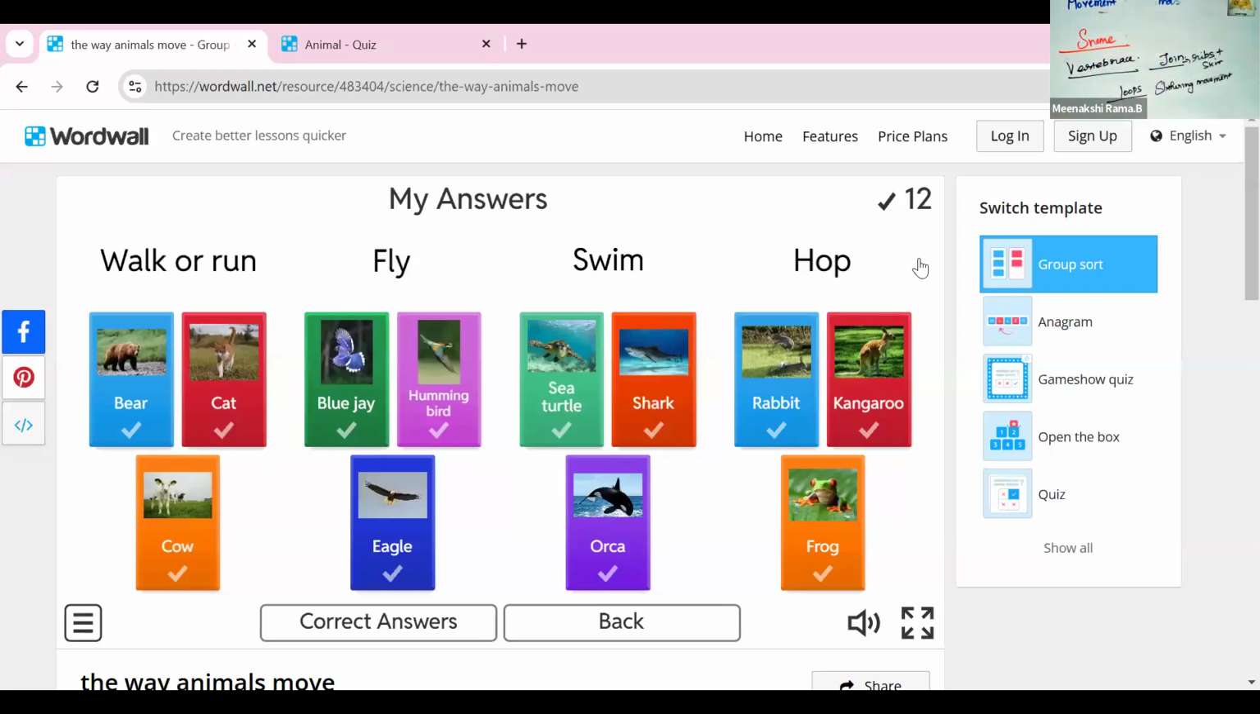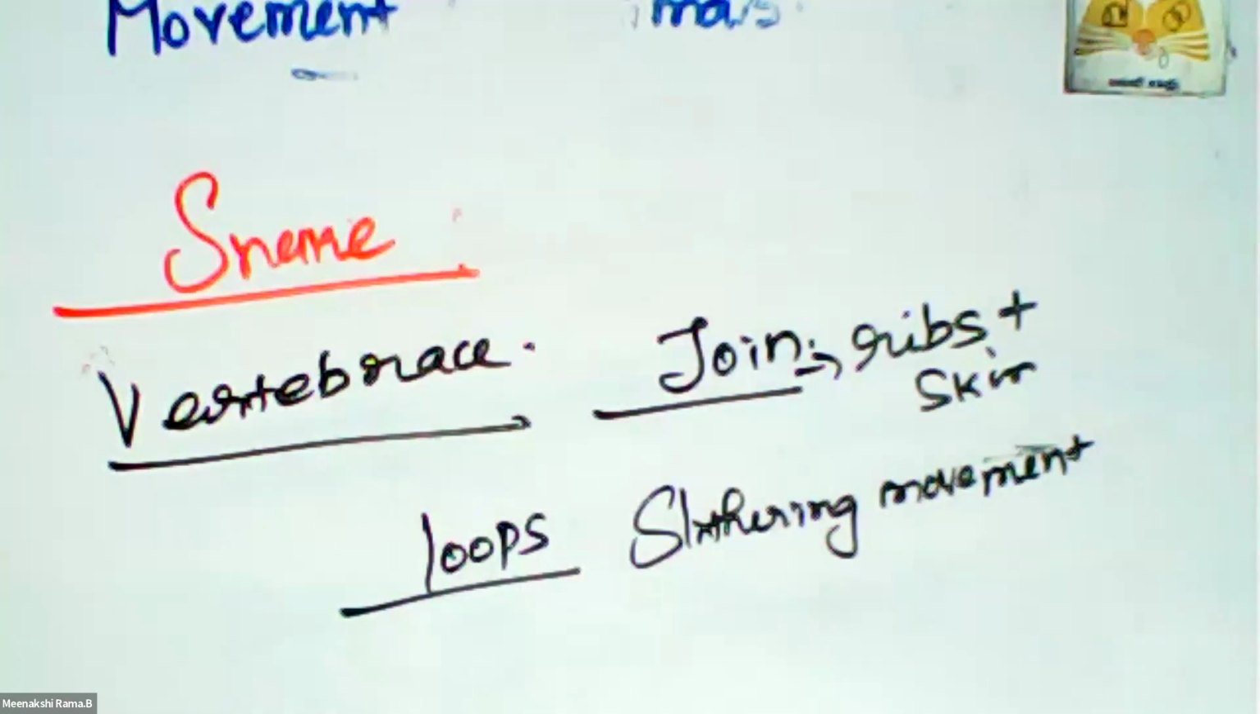So I think it is very useful. It is related to your chapter. Today's chapter is Movement of Animals. These are all the different kinds of movements in different kinds of animals. Okay, so the next animal is fish.